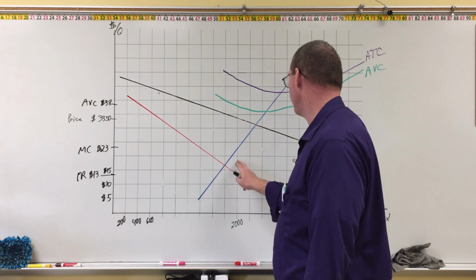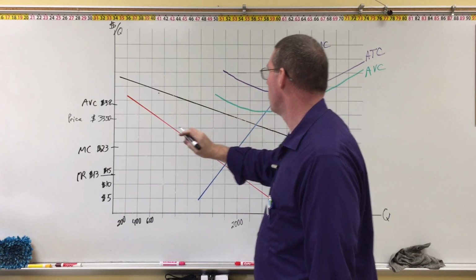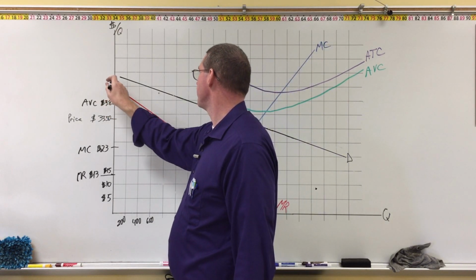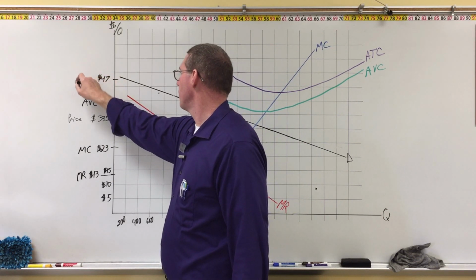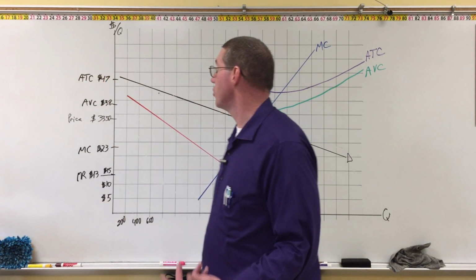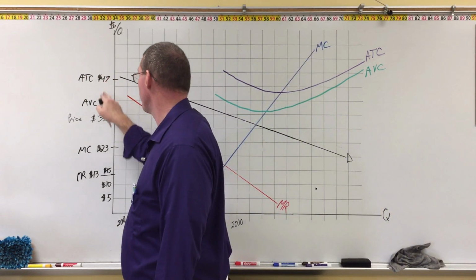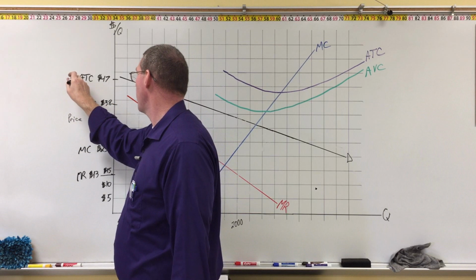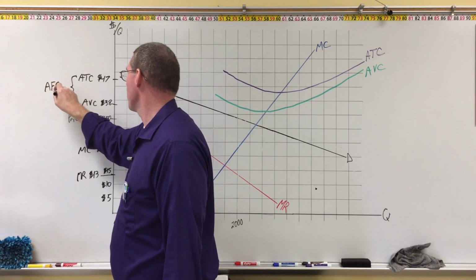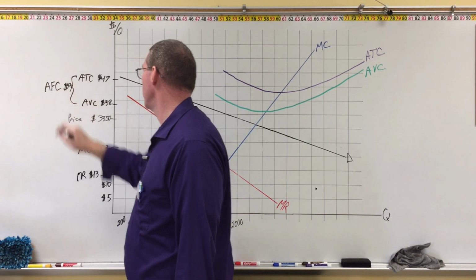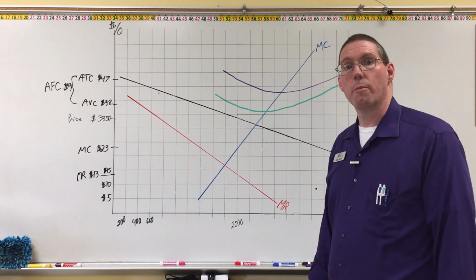So let's go 5, 10, 15, 20, 25, 30, 35, 40, 45, plus a couple more, let's say 47. So $47 is going to be our average total cost. And of course, average fixed cost is the difference between average total cost and average variable cost. So 47 minus 38 is $9. And so average fixed cost is going to be $9. Okay? All right. Let's move on to maybe just one more example.